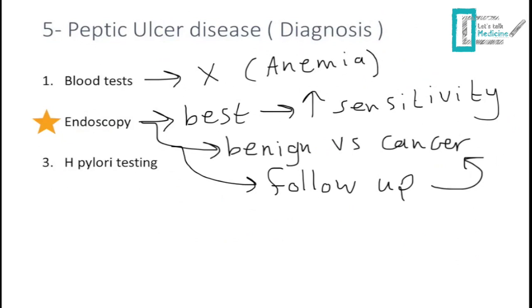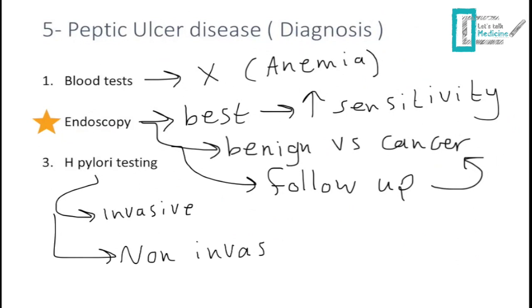Now, we also need to test for H. pylori, especially when an ulcer has been found. So H. pylori can be tested in two different ways, either invasive or non-invasive. If the diagnosis has already been established through an endoscopy, it is a very good idea to just take a biopsy of that lesion in order for it to be tested later on.